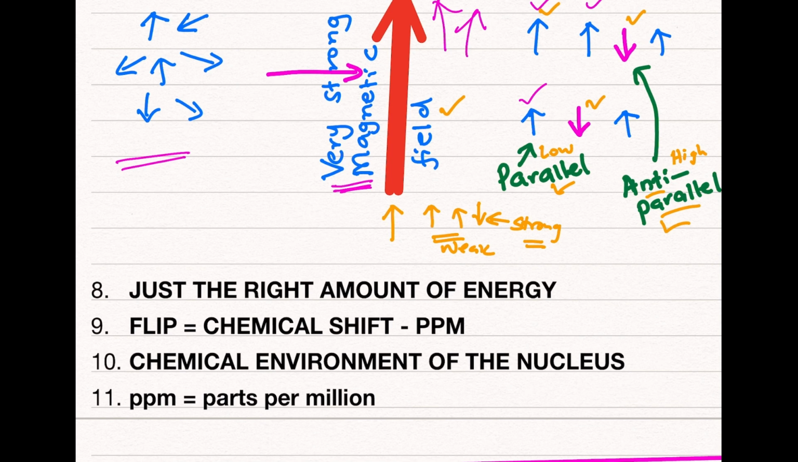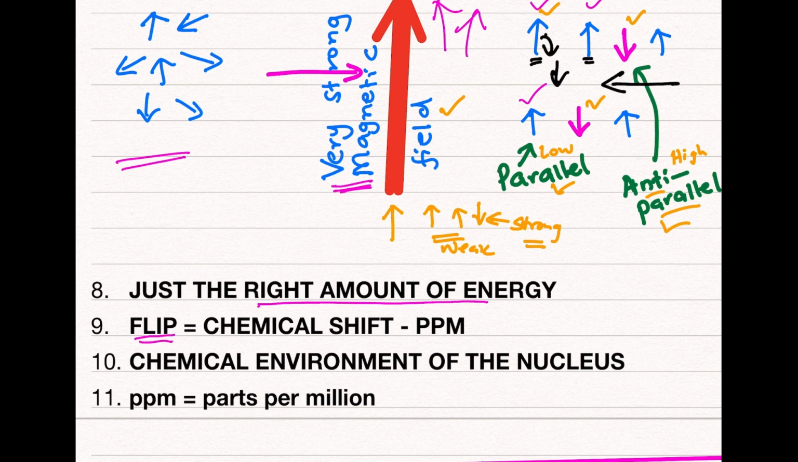So what happens is that this sample is exposed to another radiation. So you have another radiation coming to the sample, and then it slowly starts to increase the energy of the parallel nuclei, these ones here, increases their energy, until you get to just the right amount of energy where this flips and becomes anti-parallel. So you get just the right amount of energy to cause a flip.